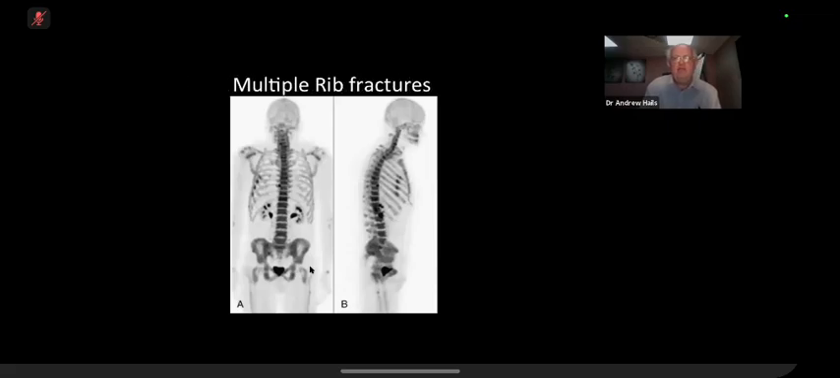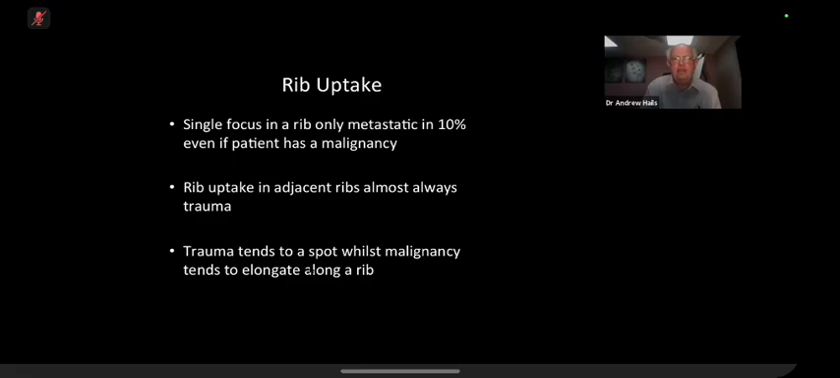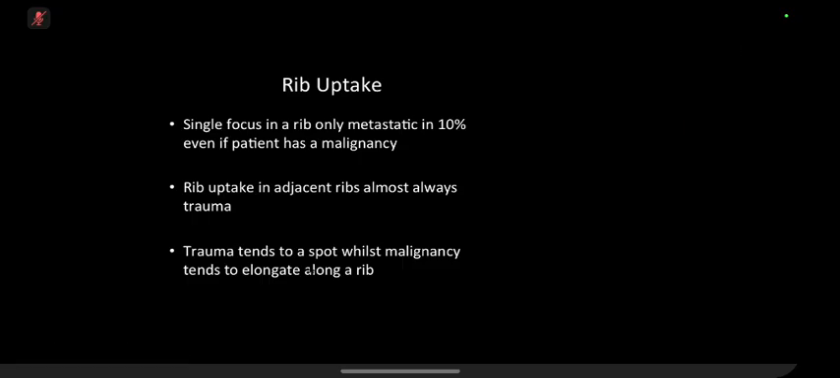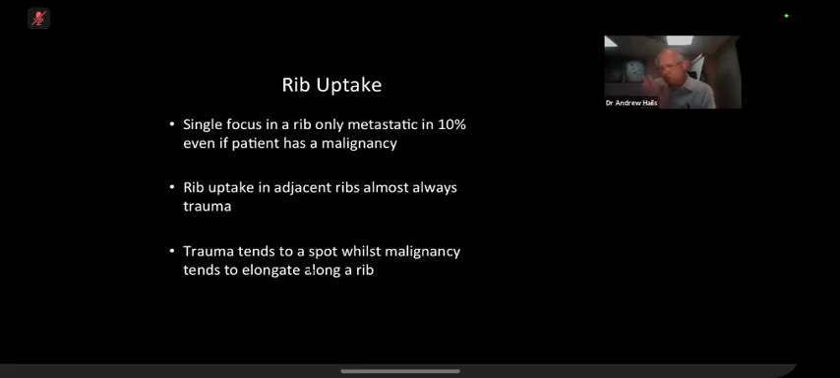Okay, so rib fractures. That's what I was saying. A single focus in ribs is only metastatic in 10%, even if the patient's got a malignancy. And another thing is that if you have trauma, it tends to be a spot in a rib, whereas if it sort of runs along the rib for a little bit, that might be more due to malignancy.